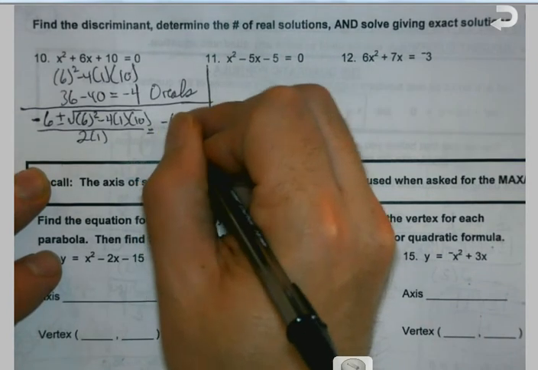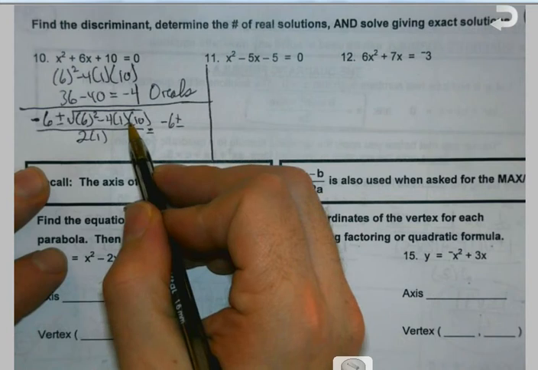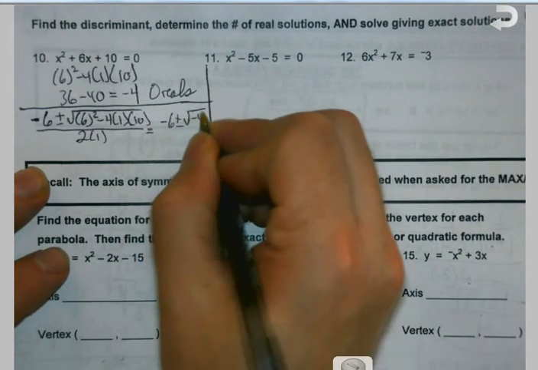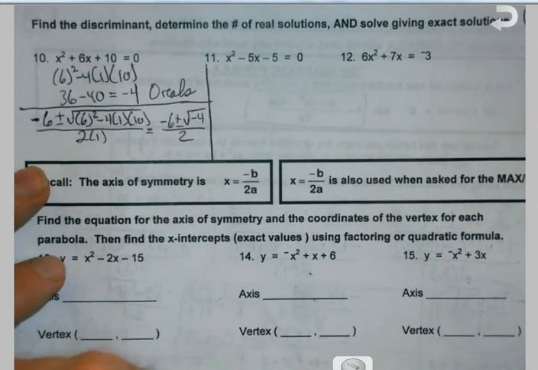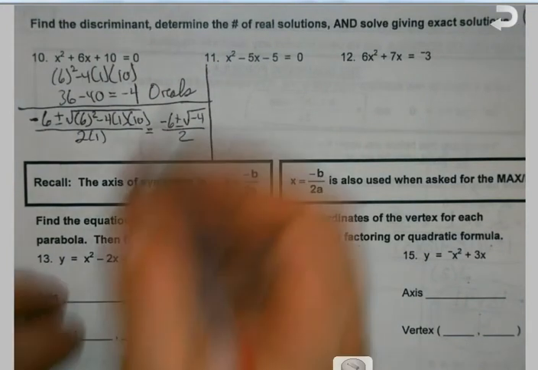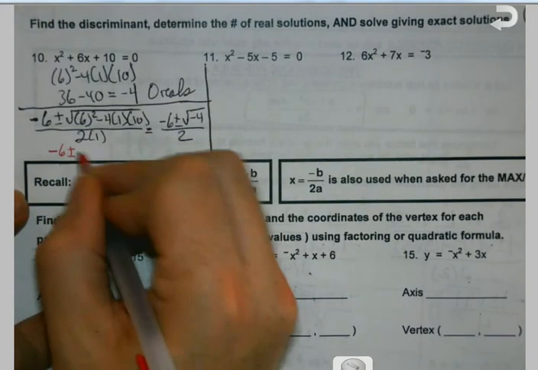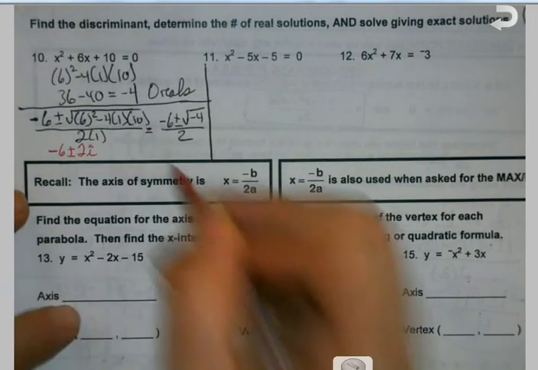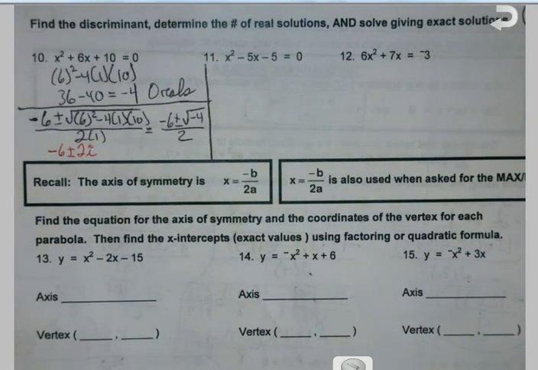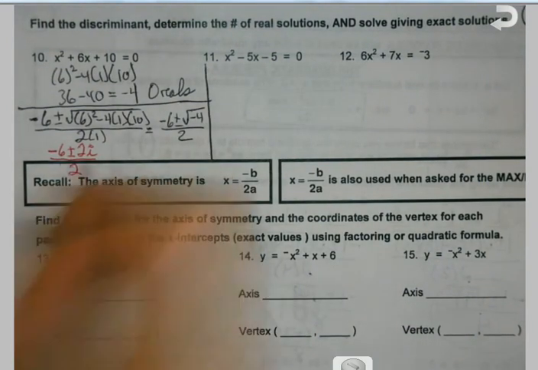Negative 6 plus or minus 36 minus 40 is negative 4. Yep, I see the i coming. But here's the cool thing this time. When I pull the i out, I have a perfect square. So here, negative 6 plus or minus 2i, because it'd be i times the square root of 4. Square root of 4 is 2, all over 2.